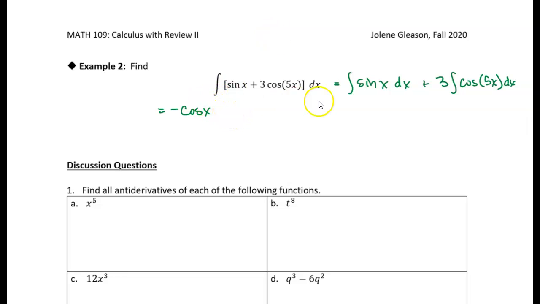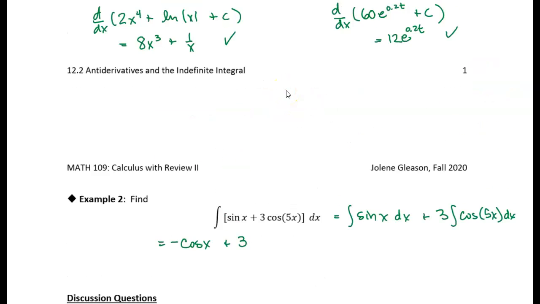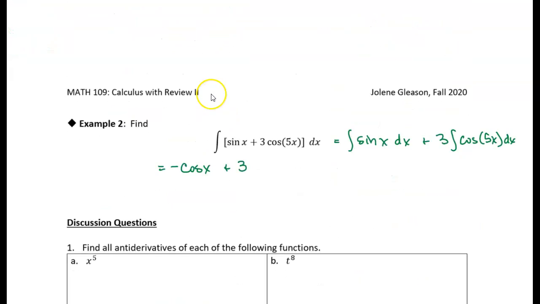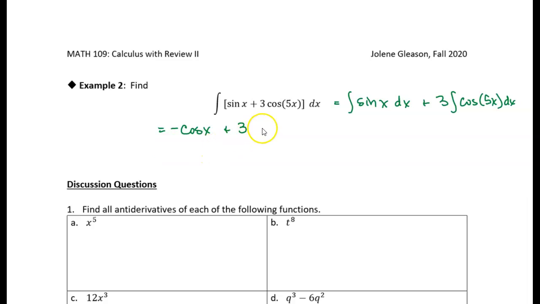All right, and now we're going to do the integral of this cosine function. Now the integral of cosine is sine, right? So I've got this constant 3, and I also have this 5x. If you look back at this table, you can see that when we take the integral of cosine of kx, we get 1 over k sine of kx plus c. So that means we're going to have a 1/5, so we're going to have times 1/5 sine of 5x plus c.